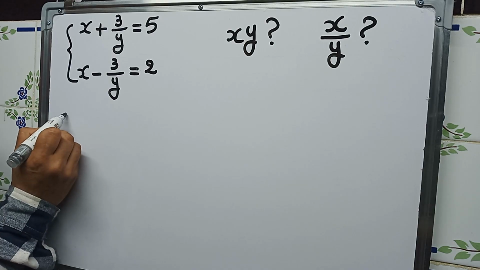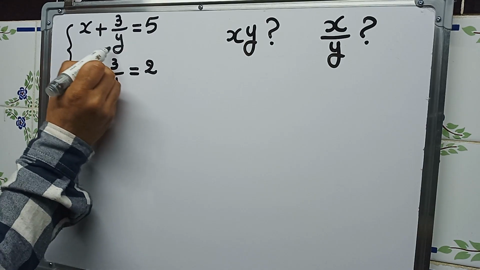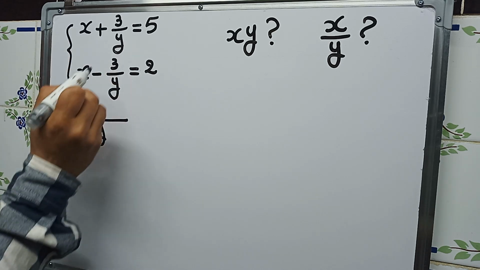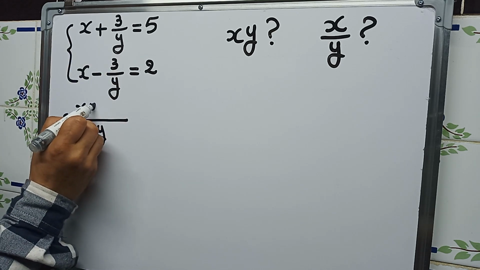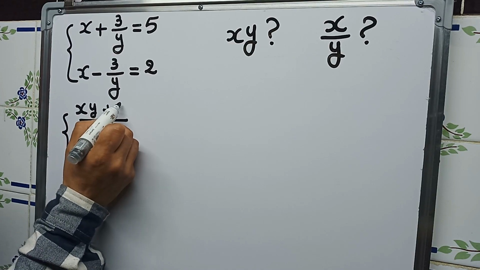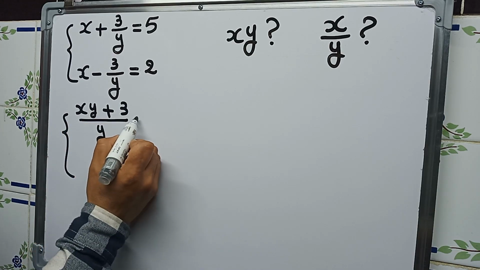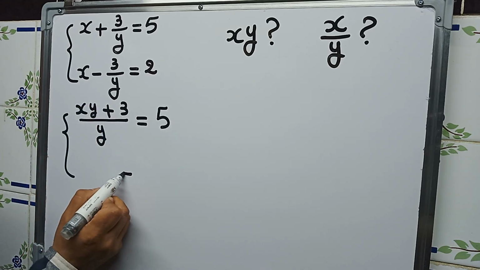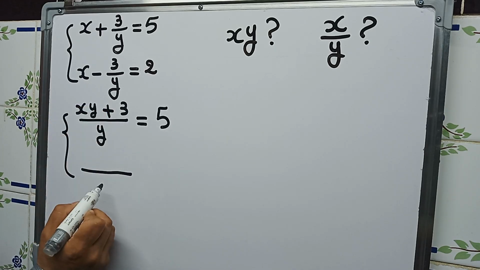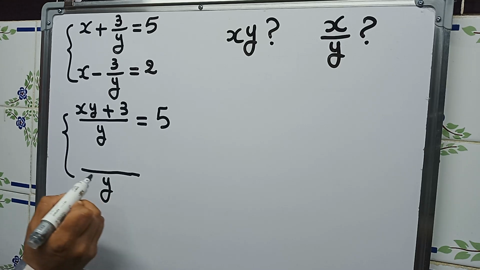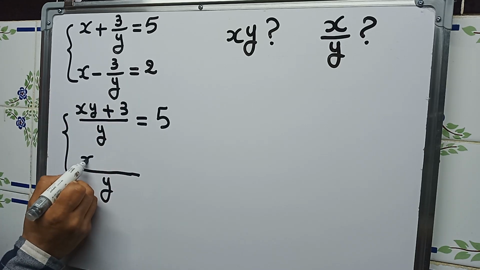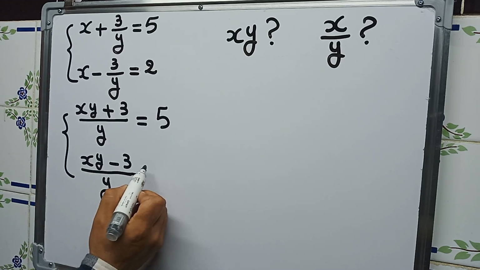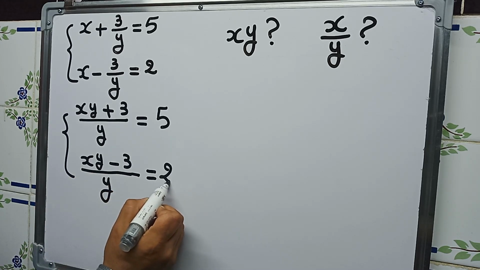From here we have the same denominator, y, so xy plus 3, of course, equals 5. And the second one also has the same denominator, y, so xy minus 3, of course, equals 2.